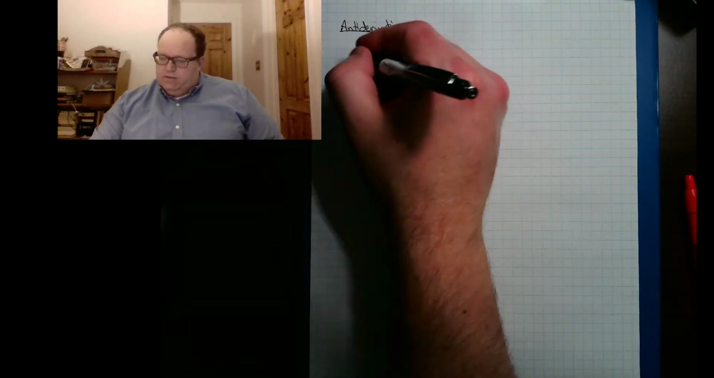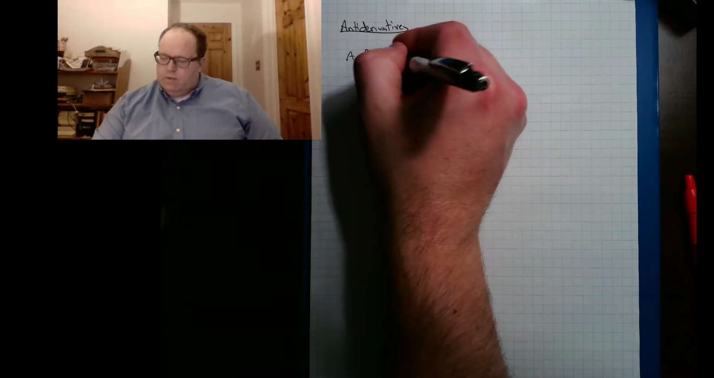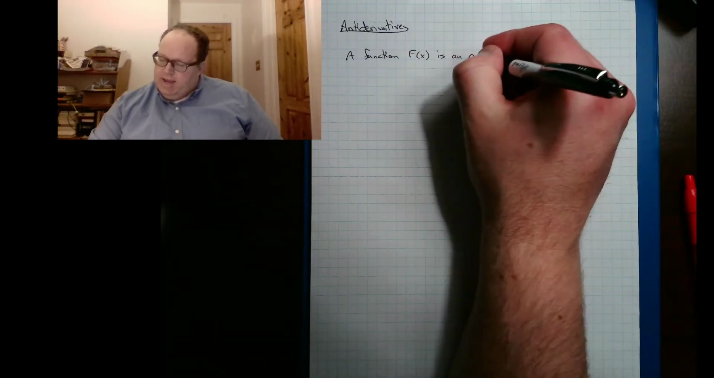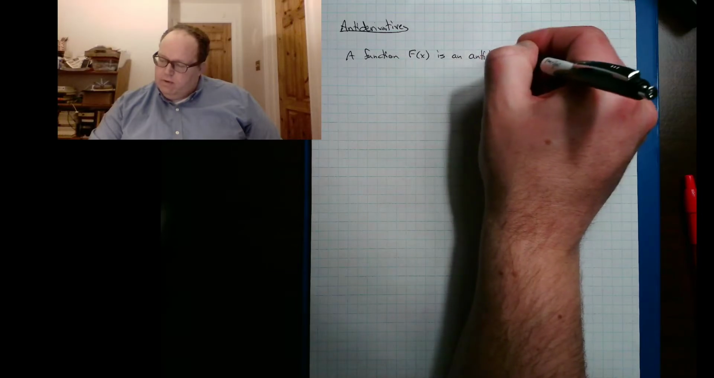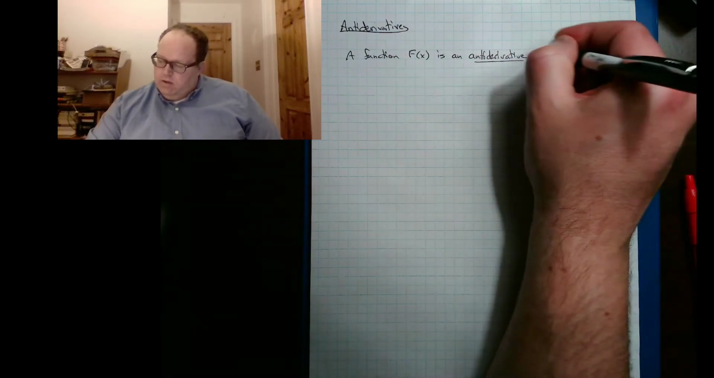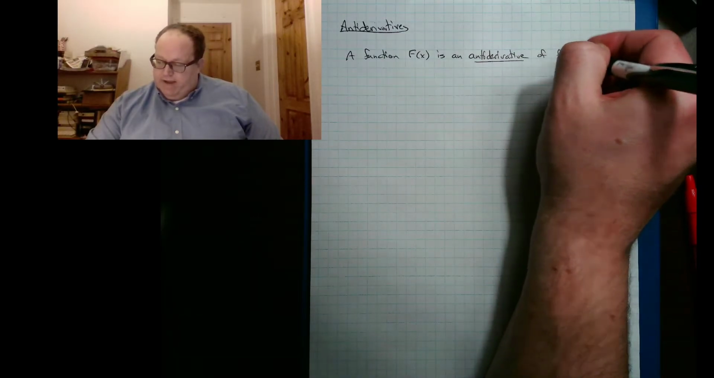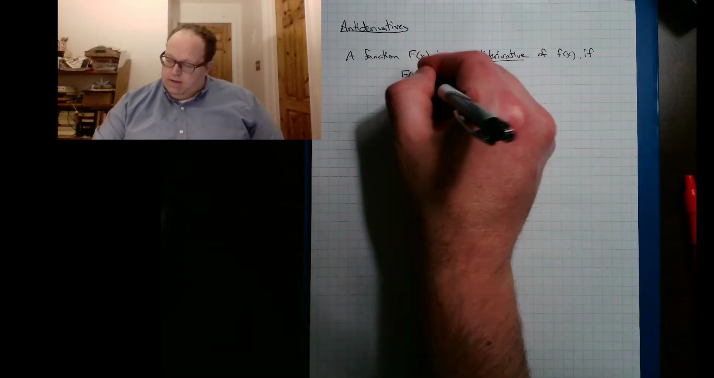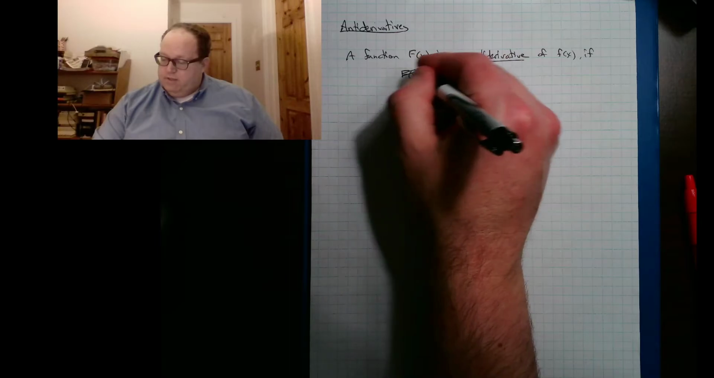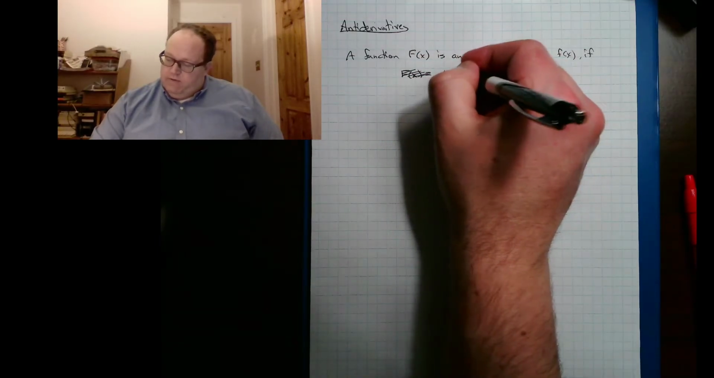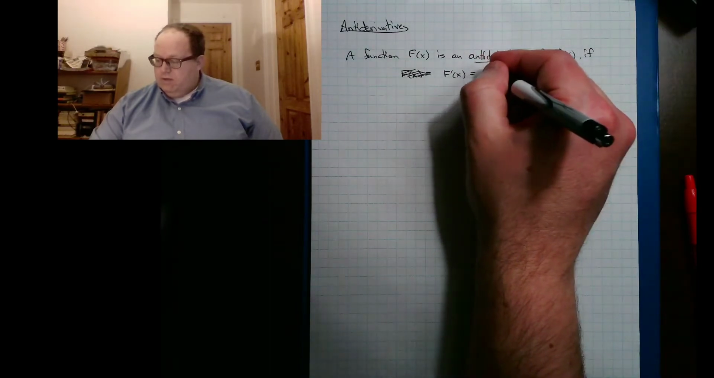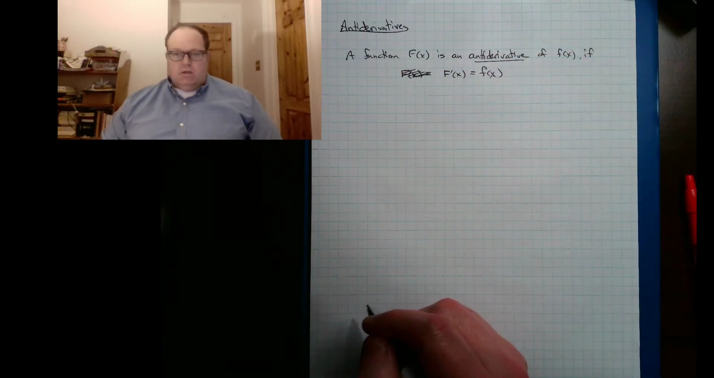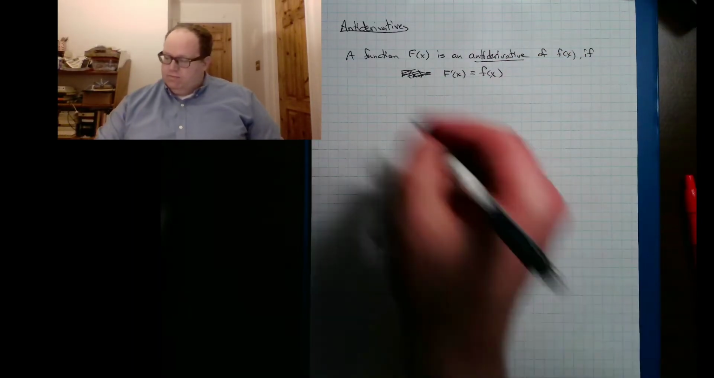And what we say is a function, capital F of x, is an antiderivative of lowercase f of x if the derivative of capital F of x equals lowercase f of x. I wrote that wrong already. Moderately straightforward statement. A couple of quick examples.